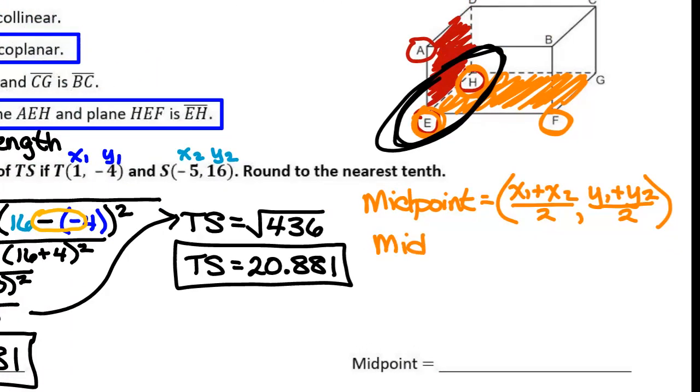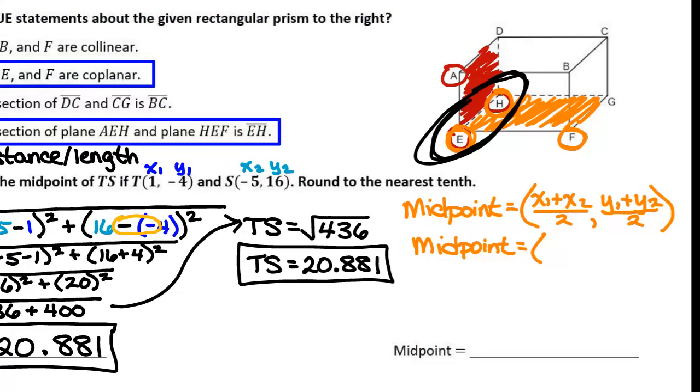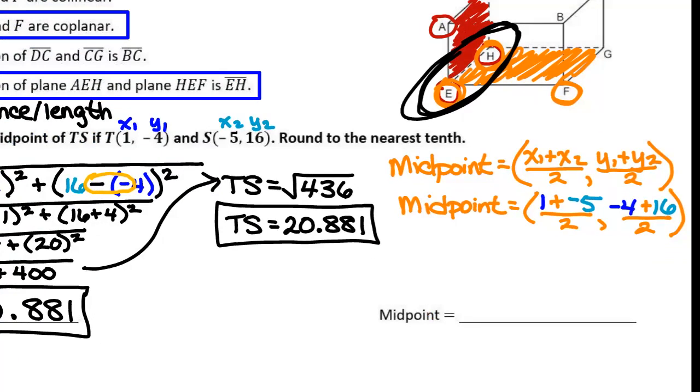So now we're going to substitute into our midpoint formula. X1 is 1 plus my X2, which is negative 5, over 2, comma. And then Y1, which is negative 4, plus Y2, which is 16, over 2. Close the parentheses.